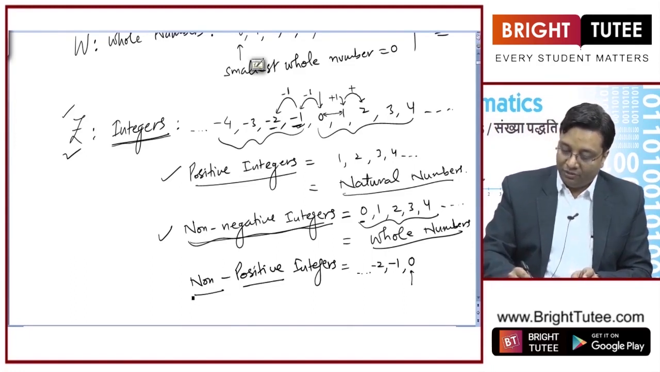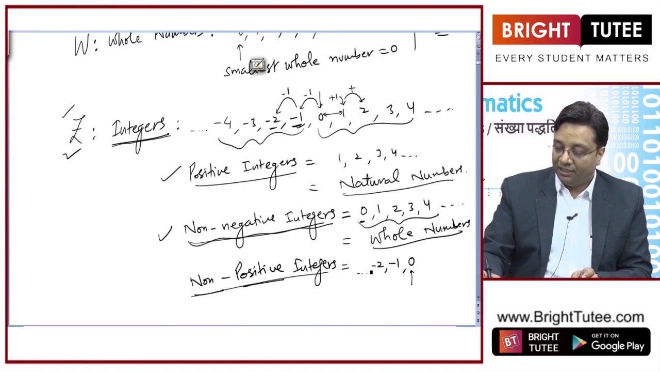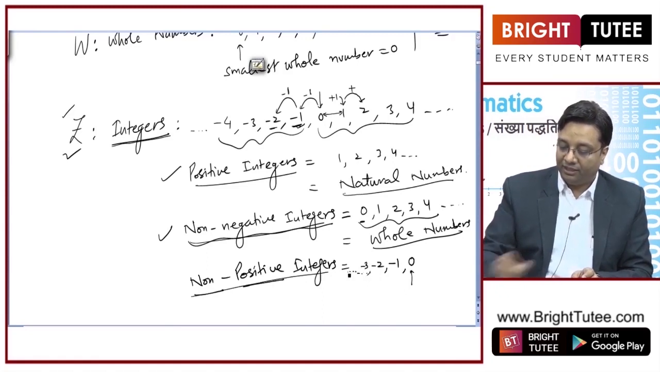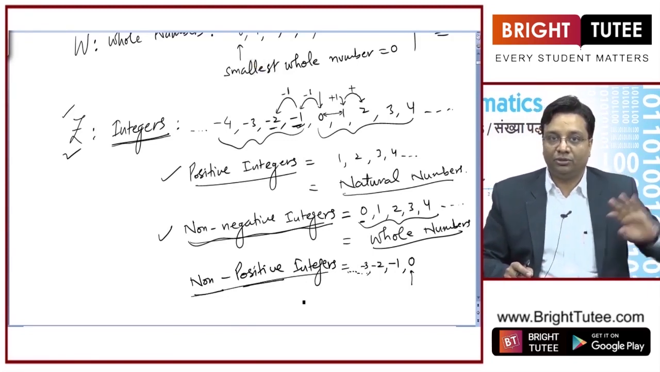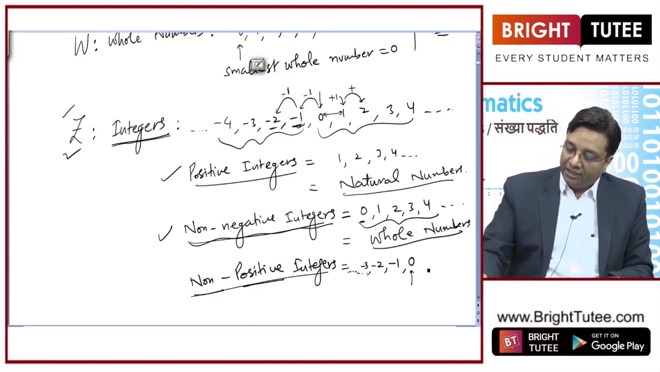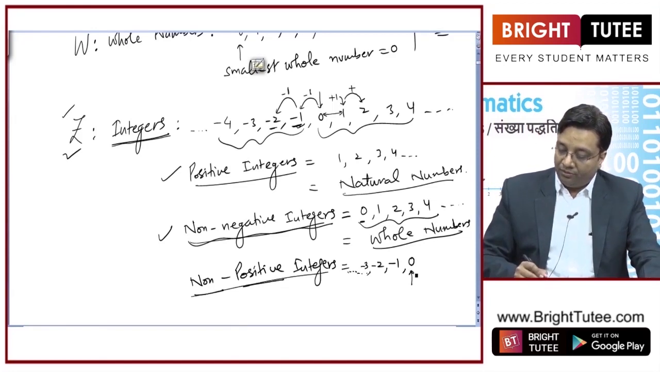So if I want to write non-positive integers, I will write it like this, and then dot dot dot. These dots signify that there are numbers before it also. All right, so these are non-positive integers.